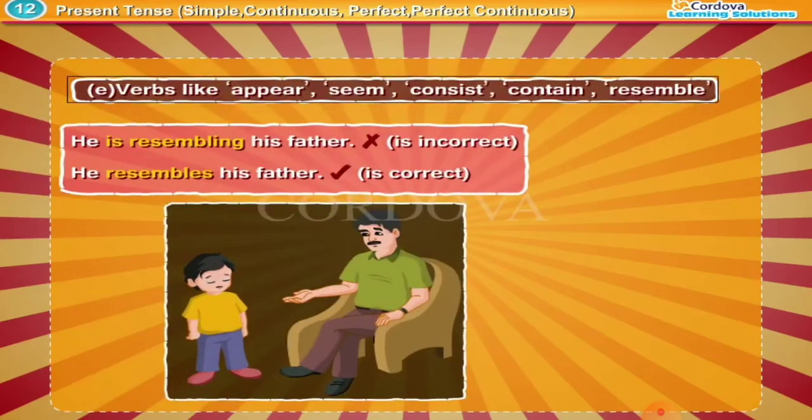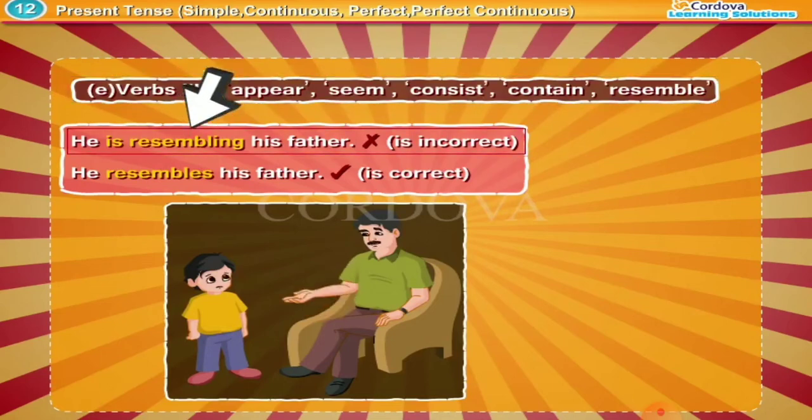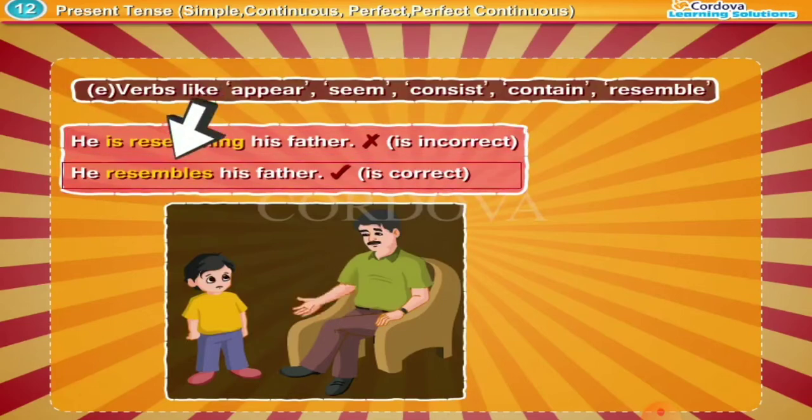Verbs like appear, seem, consist, contain, resemble. He is resembling his father is incorrect. He resembles his father is correct.